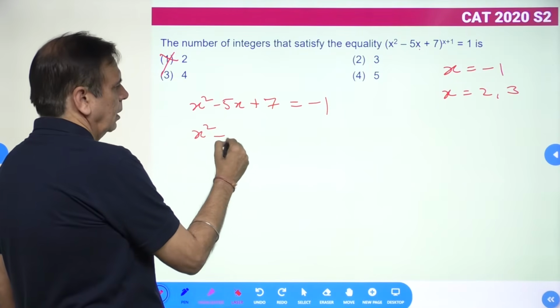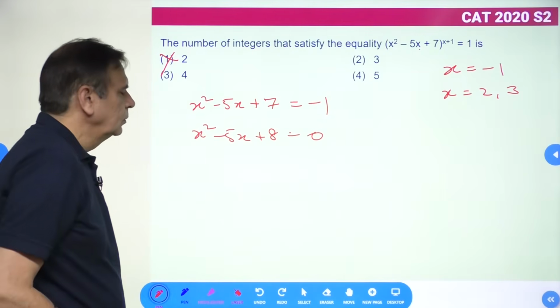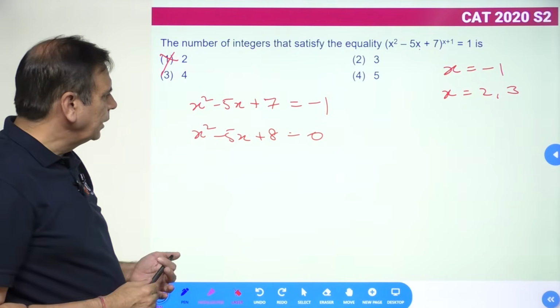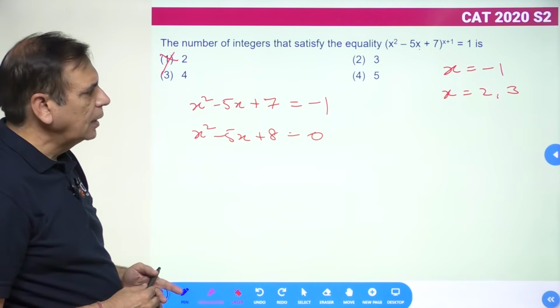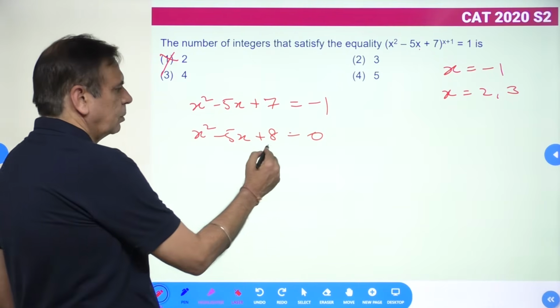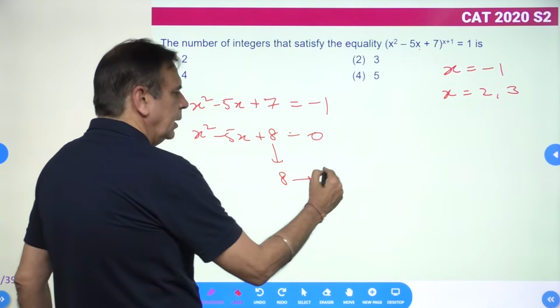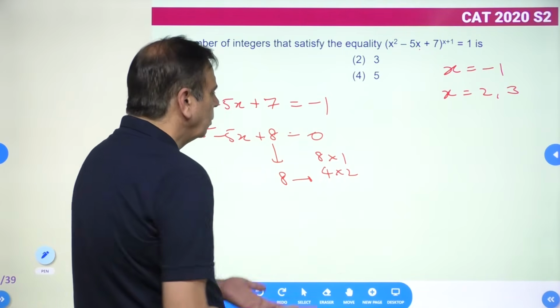x square minus 5x plus 8 equal to 0. Okay, so 8 means 8 into 1, 4 into 2. Do we get an integral solution? The answer is no. We will not get any integral solution here, because the product of roots is 8. 8 can be 4 into 2, 8 into 1, or minus 4 into minus 2.